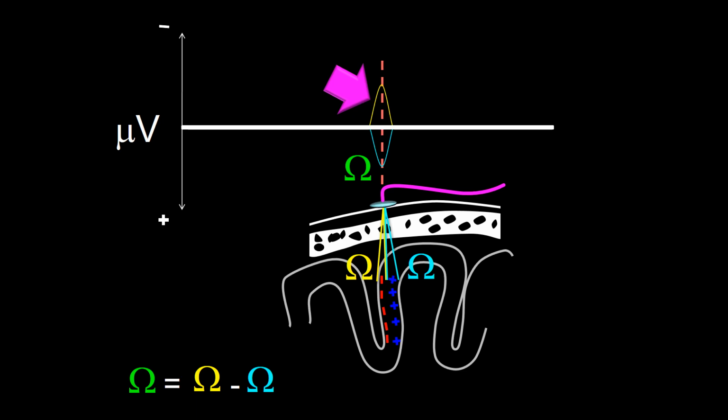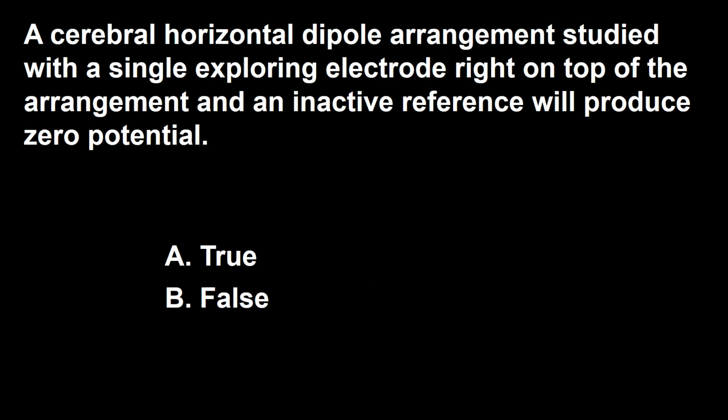The negative solid angle will produce a negative wave. The positive solid angle will produce a positive wave. Since they are both occurring at the same time, they will cancel out, thus producing no potential at that point in time. This is shown in the lower part of the screen by the equation showing the green omega, which is equal to the subtraction of the yellow omega and the aqua omega. So the answer to this question is true.